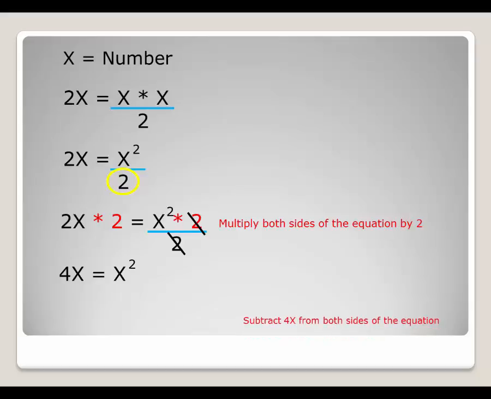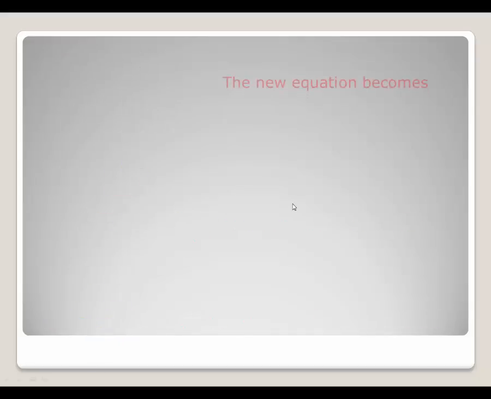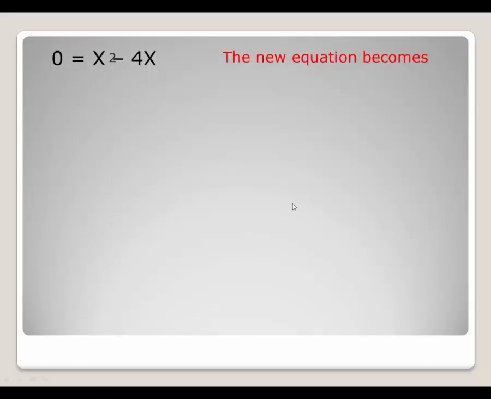So from this point, what we can do now is to subtract 4x from both sides of the equation so that we can group the x's together on one side of the equation. Thus, what would be left right here is 0. So the new equation now becomes 0 equals x squared minus 4x. From this point, what we can do is to factor out an x from each term in the equation. Thus, we have 0 equals x, open parentheses, x minus 4.